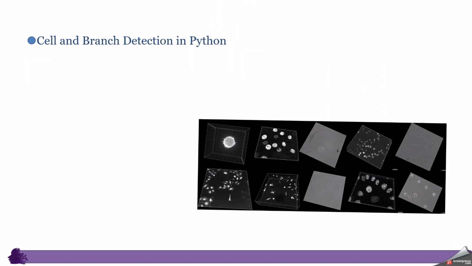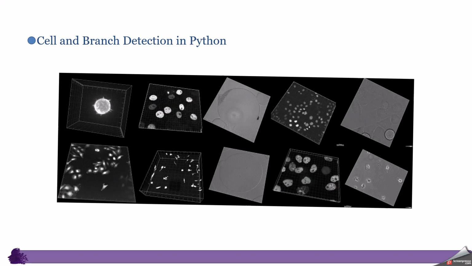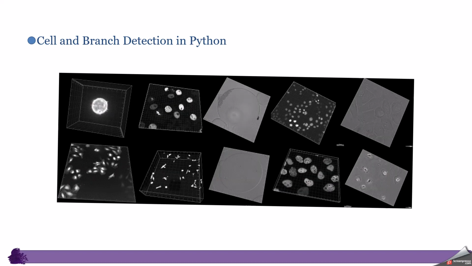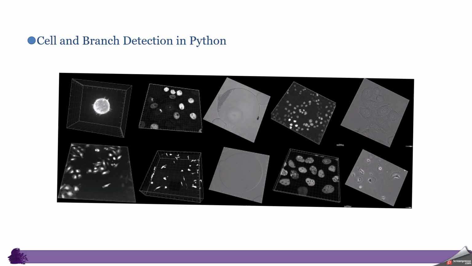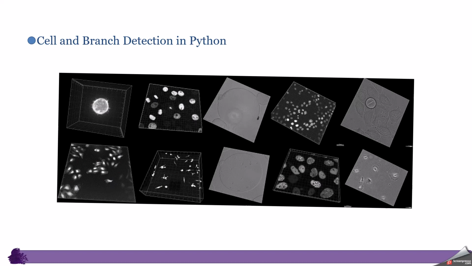After that, I will talk about the Python methods. This method developed an algorithm for automatic detection of PC12 cells and branches. This Python script uses OpenCV, NumPy, Matplotlib, scikit-image, and SciPy libraries.